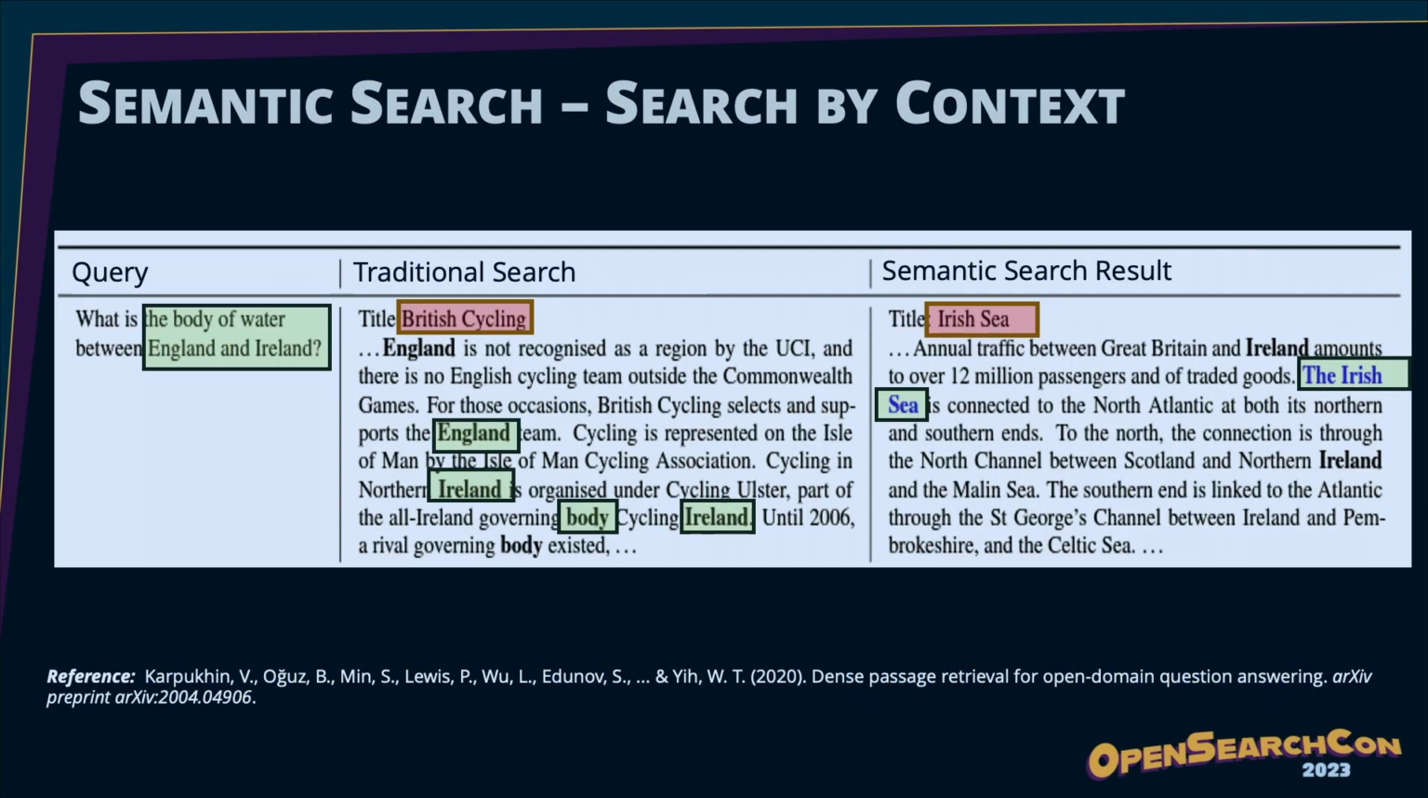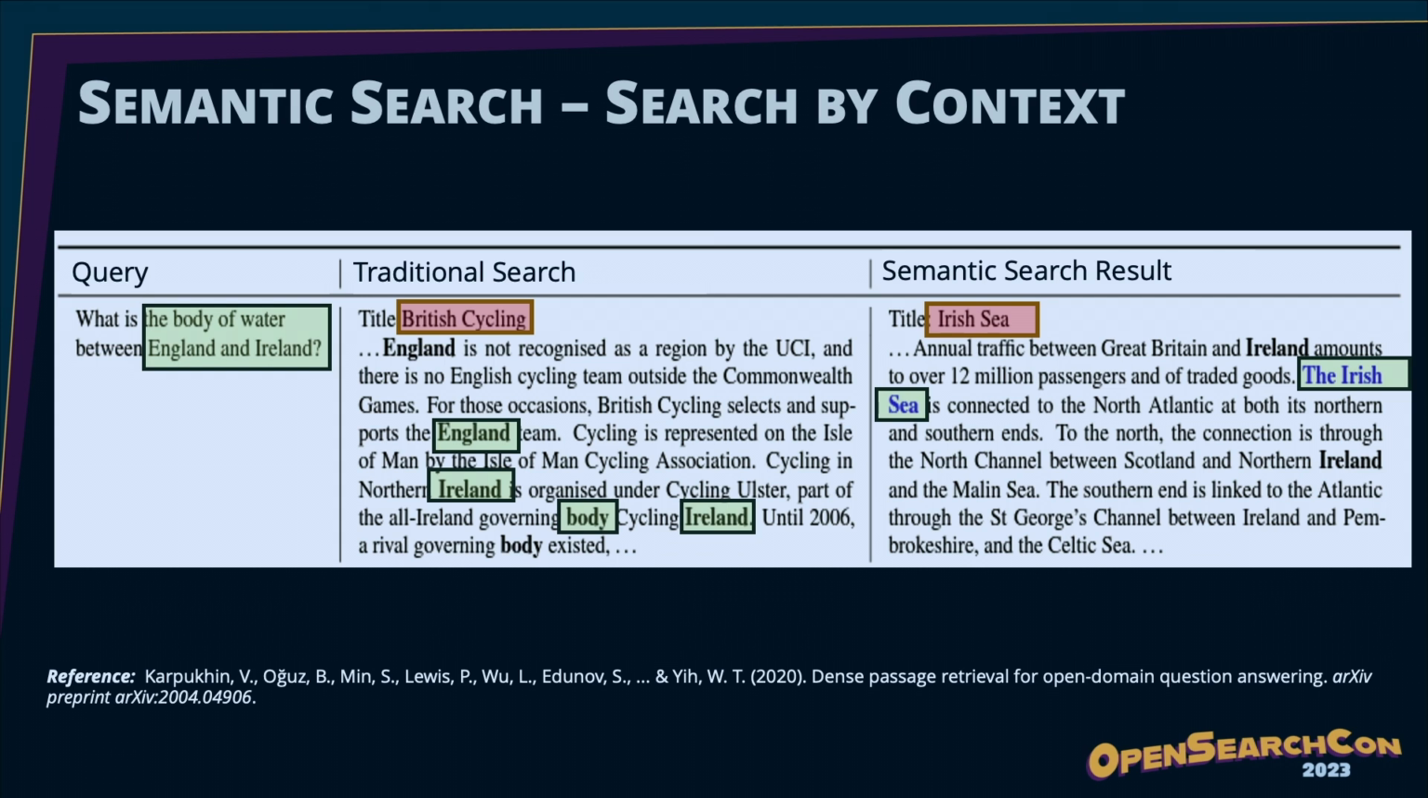So, what is semantic search? It's all about not just searching by keyword matching, but also searching by context and intention. Have a look at this query, which is coming from the user asking what is the body of water between England and Ireland. The traditional keyword search throws a result with the document titled British Cycling. This is basically because of a lot of vocabulary matching. There's an overlap between the query and the document, with terms such as England, Ireland, and body. But this is a poorly relevant result, right?